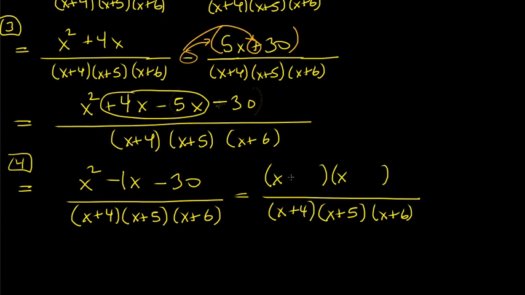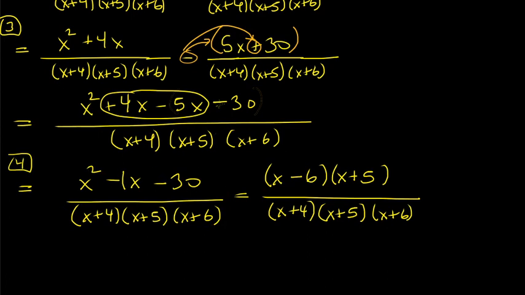Spoiler alert, it's going to be negative 6 and positive 5. Negative 6 plus 5 is negative 1. Negative 6 times 5 is negative 30. So you would see, if you did make this a plus 30 by mistake, it would be prime. You wouldn't be able to factor, I don't think. So then you would leave your answer like this, which of course would be wrong, because it's not a plus, it is a minus 30.